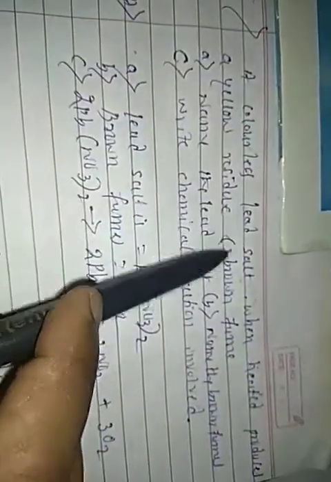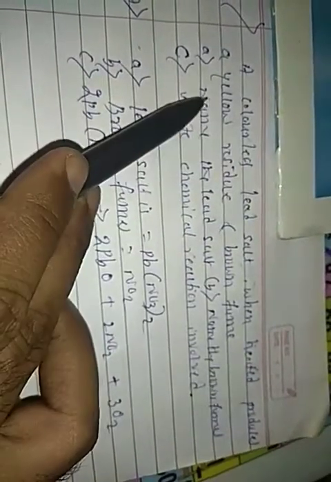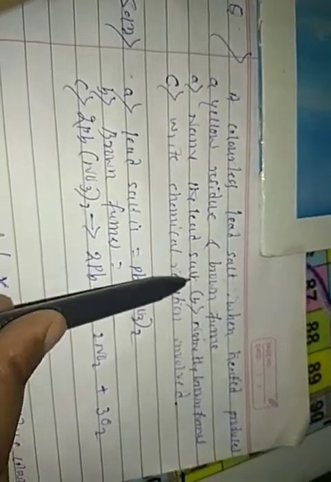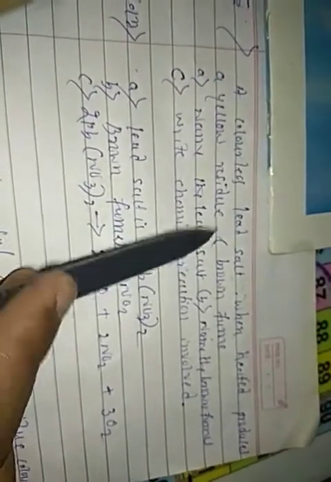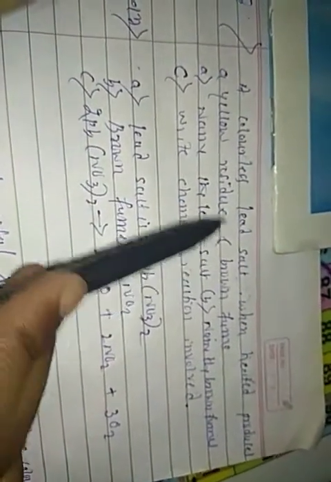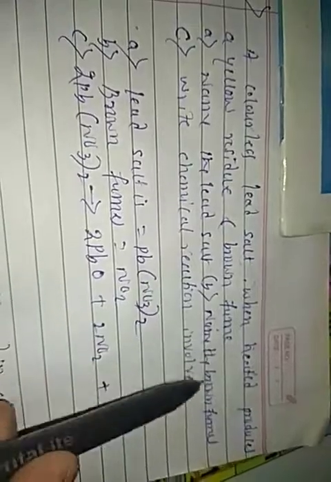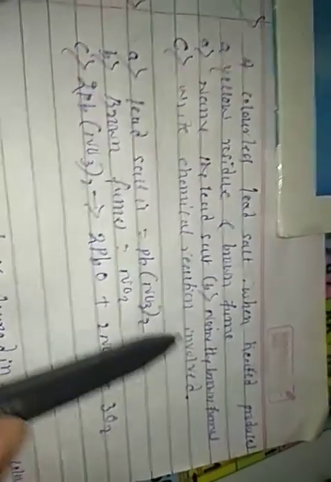The colorless lead salt, when heated, forms a yellow residue and brown fumes. The first question is to name the lead salt. Is it lead sulfide, lead nitrate, lead chloride, lead iodide? Which lead salt? Name the brown fumes. What kind of brown fumes are emitted? And write the chemical reaction.